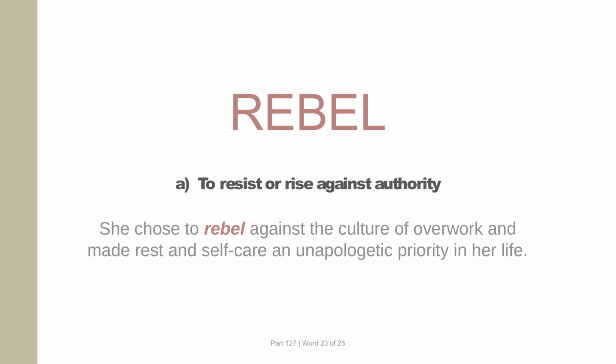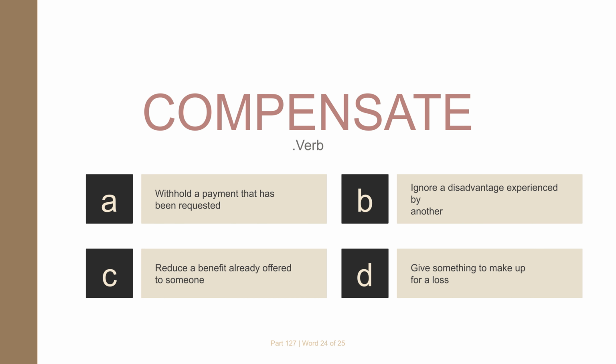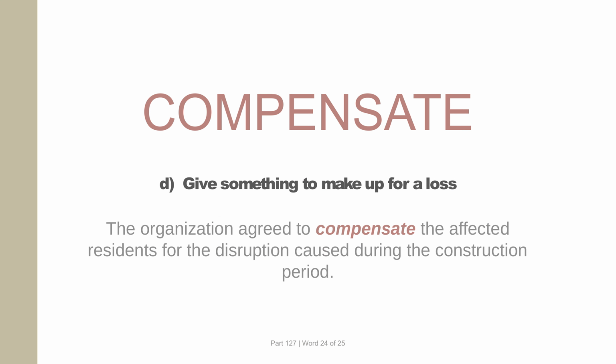life. Question 24. What is the meaning of compensate? Option A, withhold a payment that has been requested. Option B, ignore a disadvantage experienced by another. Option C, reduce a benefit already offered to someone. Option D, give something to make up for a loss. Correct answer, option D. The correct meaning of compensate is give something to make up for a loss. Example: the organization agreed to compensate the affected residents for the disruption caused during the construction period.